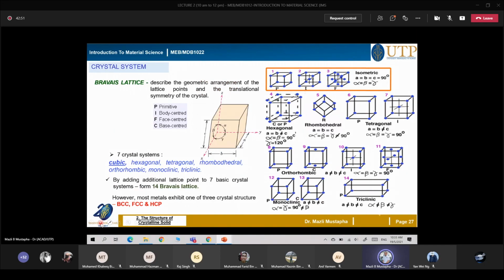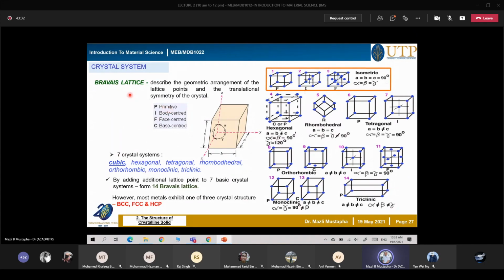This is our crystal system. We have 7 crystal systems, the most important ones: cubic, hexagonal, tetragonal, rhombohedral, orthorhombic, monoclinic, and triclinic. But in your course, just concentrate on the cubic system. We only concentrate on the cubic system. If someone asks you how many crystal systems we have, we have 7.